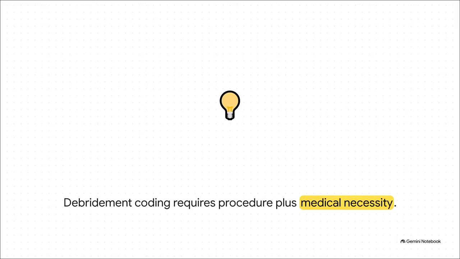So keep this formula top of mind every time you look at a record. Debridement coding equals the procedure plus the proof of medical necessity. Selecting the right anatomical CPT code using the golden rule, that's really only half the battle. The other half is acting as that compliance gatekeeper to prove exactly why cutting into that deep tissue was medically necessary today and how it's actively helping the patient heal.